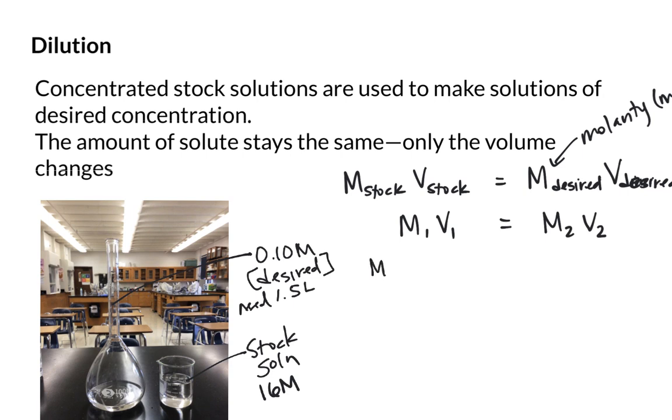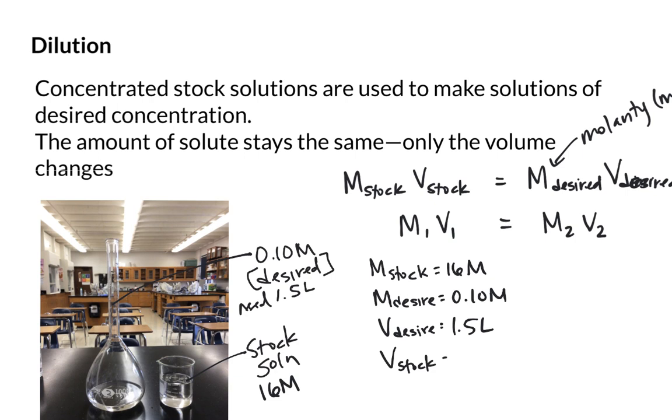Okay, so we have a stock solution of 16 molar. So our molarity of the stock is 16 molar. And our molarity that we desire is 0.10 molar, and we need a volume of 1.5 liters. So we're asking, what volume of the stock solution do we need to take out of this stock solution and transfer into this volumetric flask so that we can bring the level up to 1.5 liters and have a 1.5 liter solution that's very, very diluted? So what volume of the stock solution are we going to need?